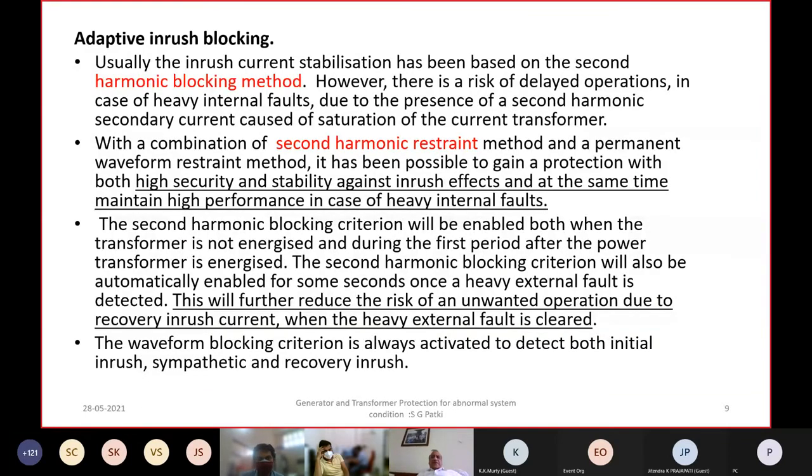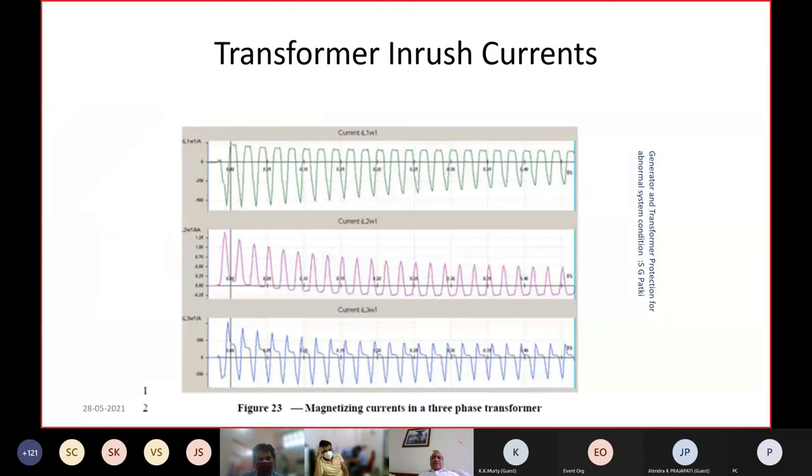Okay, there are actually two other conditions. One is called sympathetic inrush current. Sympathetic inrush current occurs when your transformer is in service and you switch on a transformer which is in parallel. So the transformer which is already in service sees a sympathetic inrush current. That is one phenomenon which is again system related.